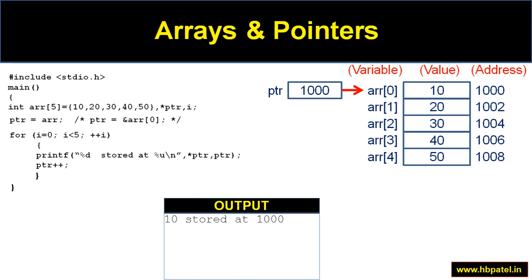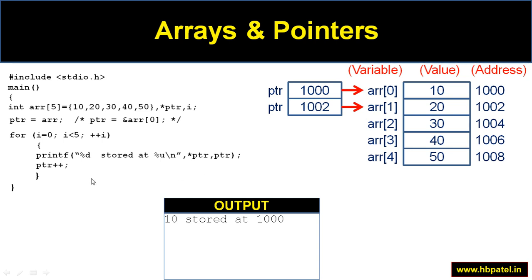Why? Because this is an integer pointer and integer requires 2 bytes. So increment will be of 2 bytes. So it will be 1002. And we know that 1002 is address of the ARR 1.